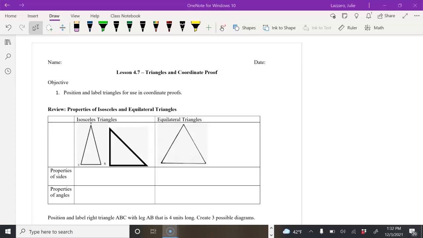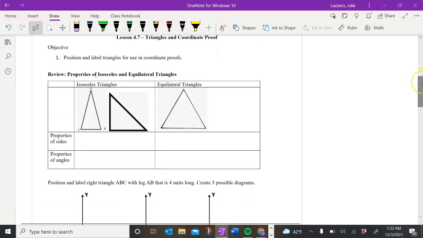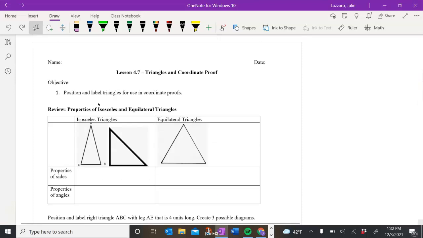Hi team! Today we are working on lesson 4.7, Triangles and Coordinate Proof. So our objective for today is to position and label triangles for use in coordinate proofs. Before we get going, let's review the properties of isosceles and equilateral triangles that we focused on in lesson 4.6. This is definitely going to come in handy.